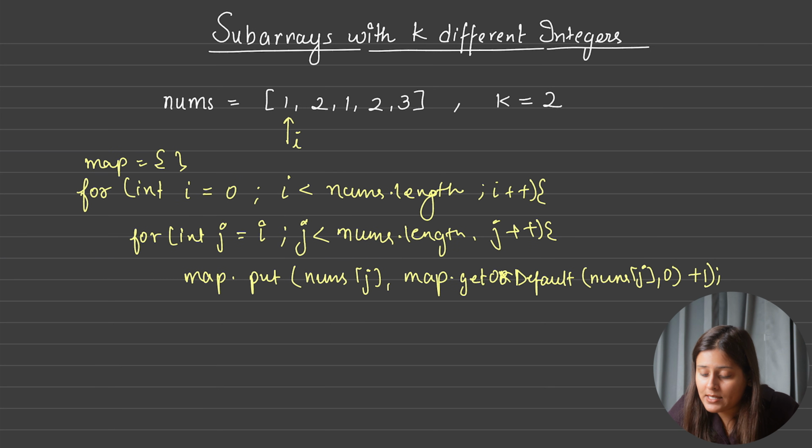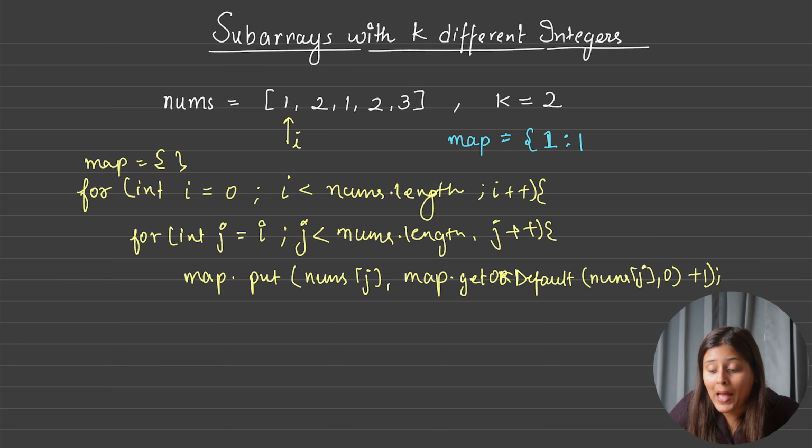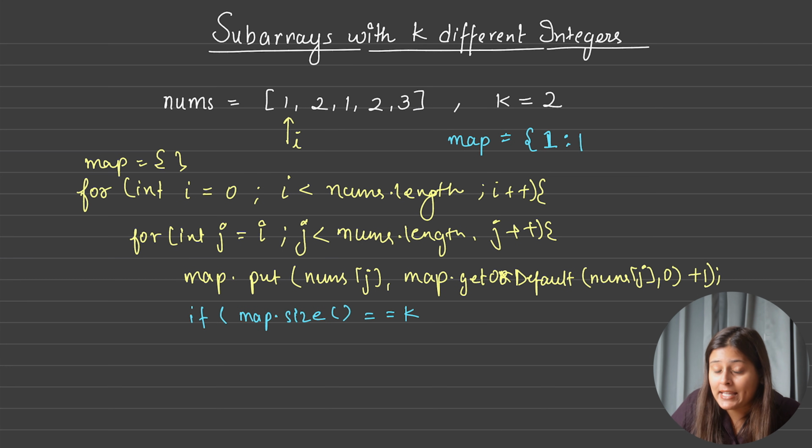Okay, so now suppose I have a map here. Inside the map, I have inserted my key 1 and frequency 1 for this, correct? So after inserting, what is my task? I have to check if my map size is exactly k, then only we will count that subarray in our answer. So I will write here, if my map dot size is equal to k, then whatever the subarray is, it is valid, correct? So I will do a count plus plus. For that I have to make a count variable, yes or no? Yes. Let's initialize it with 0. Inside this I will do a count plus plus.